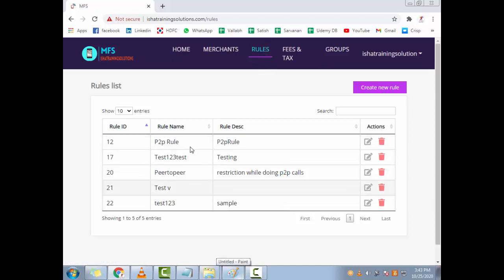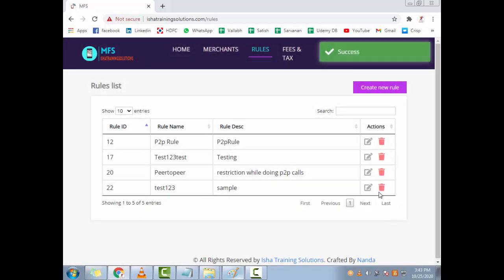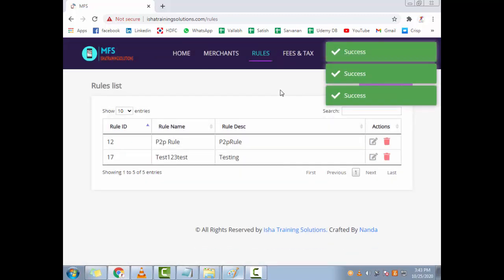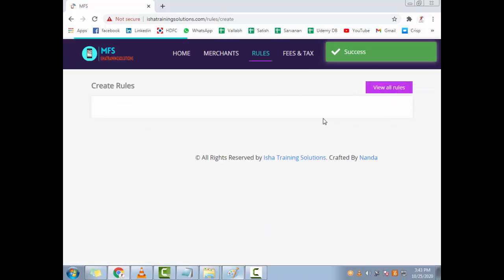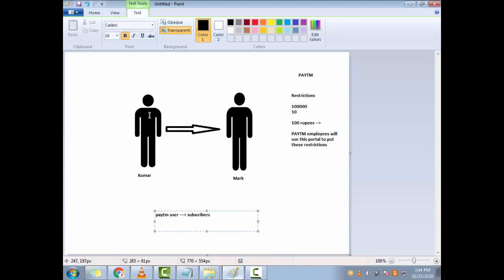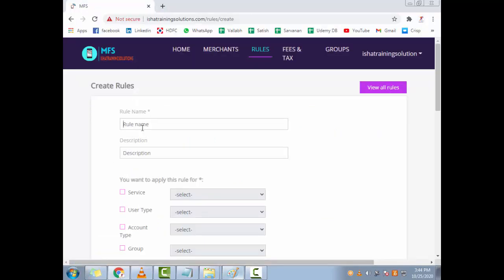There are some rules that I've already created, so I can go ahead and delete them. Let me create a new rule. The new rule should be for any Paytm subscriber. I'll name it restrictions on any wallet. We don't know if it's Paytm or any wallet, so let me say it's a wallet subscriber.